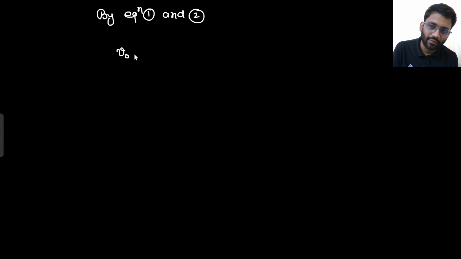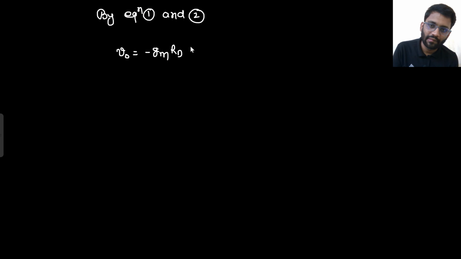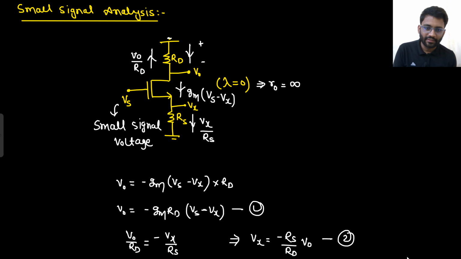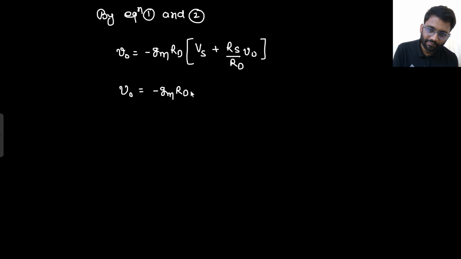What was your V0? V0 was minus Gm Rd Vs, minus Vx. Minus Vx is plus Rs by Rd into V0. V0 is minus Gm Rd Vs minus Gm Rs V0.